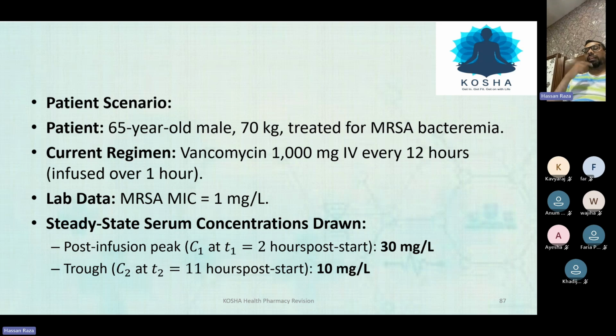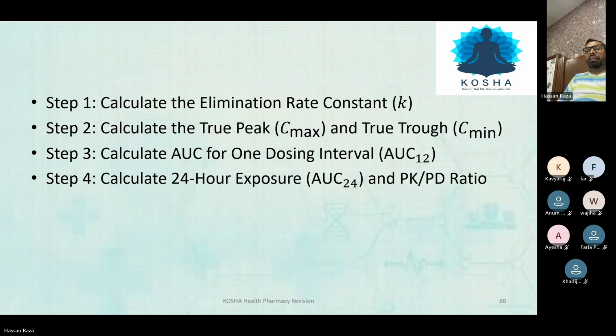Back in 2014, when I started my career, whenever we saw that this is 10 mg per liter, we would ask our doctor to increase the dose or change the interval. But not today. Even though it comes out at 10 mg per liter, now what are we going to do? First of all, we will calculate the elimination rate constant. The next step is to determine the maximum concentration and the minimum concentration.